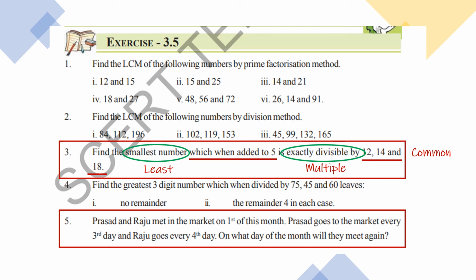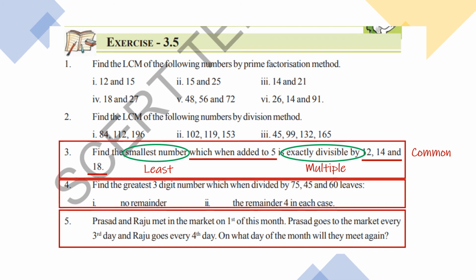So we have to find the multiple of 3 and 4 because that will give us the day when Raju and Prasad meet again. And we have to find out the first day, which means we have to find the least common multiple of 3 and 4.